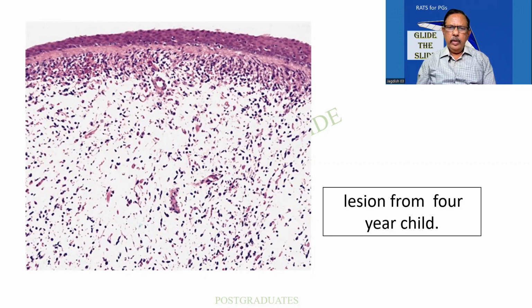The history was a lesion from a 4-year-old child. Before I go into the class proper, I could appreciate that there is an intact stratified squamous epithelium, beneath which there is the tumor. The tumor itself has got two components. There is a superficial band-like dense aggregation of the tumor cells, and lower down, it is more loose and discohesive.